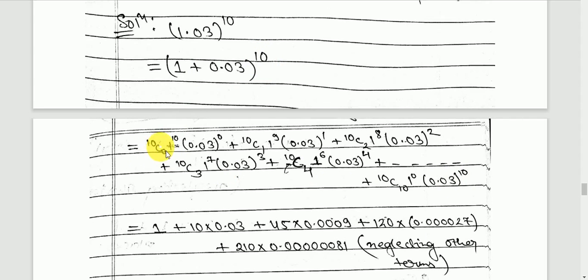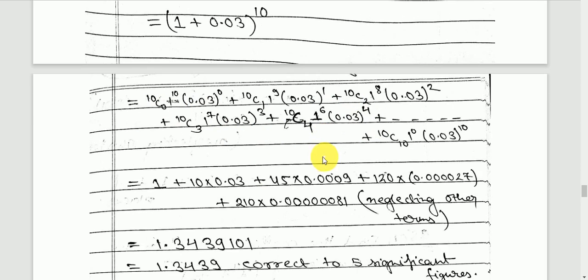You can go up to 4, because here the second term has how many decimal places? 2 decimal places. So you can go up to 4, I mean to say till the 5th term. So using the binomial theorem, you'll get this, and you have to use a calculator to simplify this. Here I have written 'neglecting other terms'.